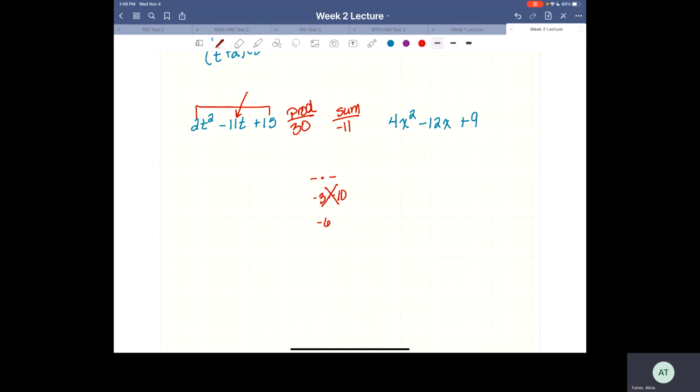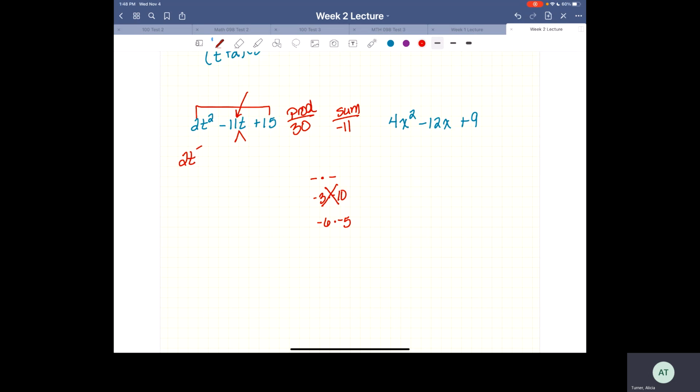But negative 6 times negative 5 does work. Negative 6 times negative 5 gives me positive 30. Negative 6 plus negative 5 gives me negative 11. So it works. So I am splitting my middle term with the numbers that I found.